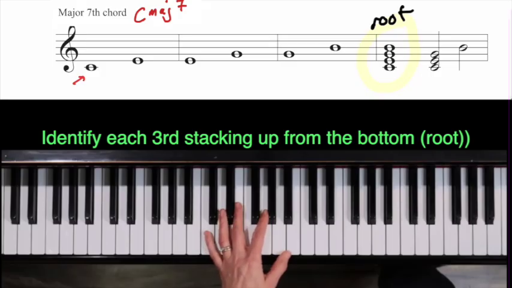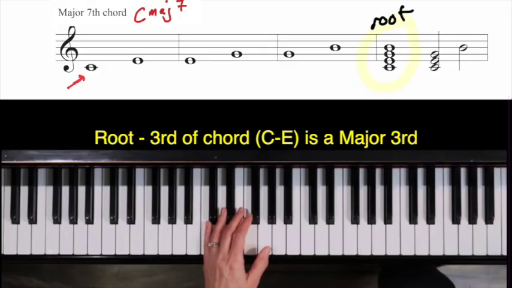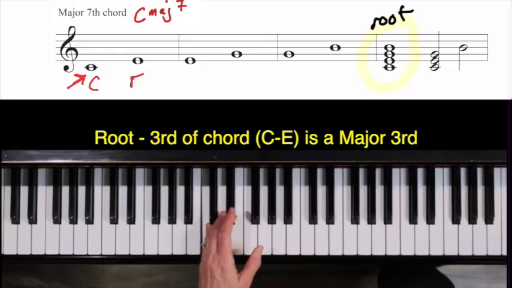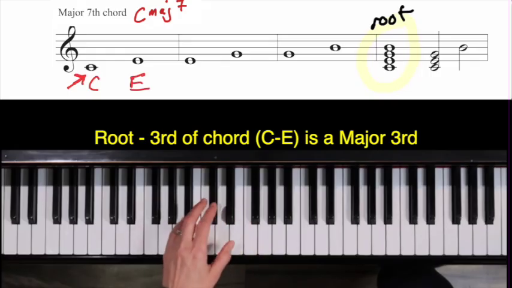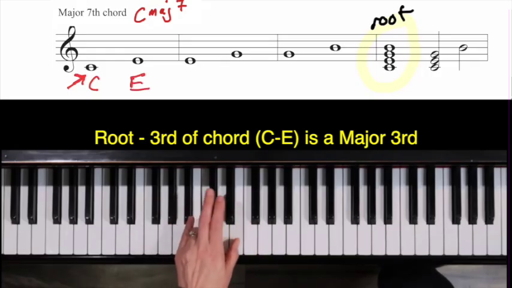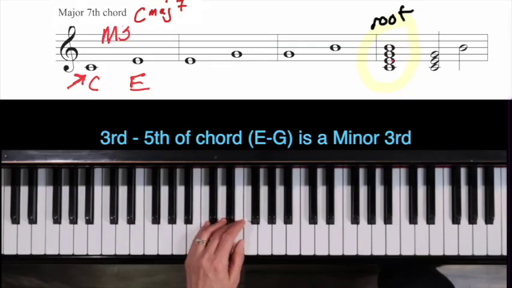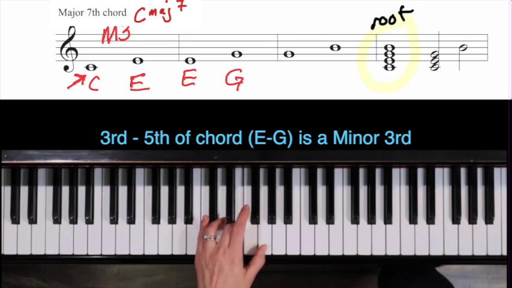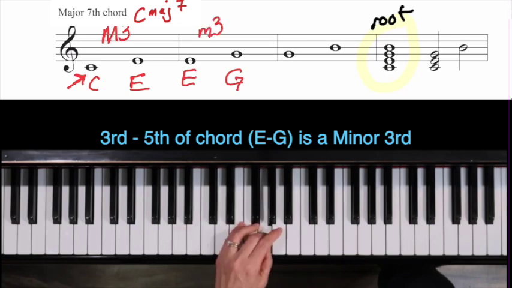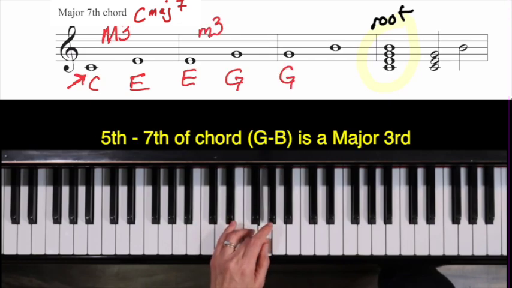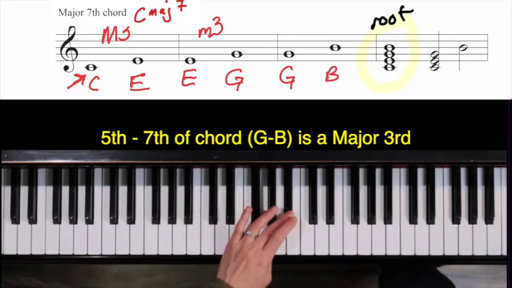There are other versions of this chord, but we're not going to do that in this video. So major seventh, we start with the root, which is C to E. So I'm going to determine that it is 1, 2, 3, 4. So this is a major third. Then the next interval, E to G, 1, 2, 3. The minor third. And then the top third, G to B, 1, 2, 3, 4. That's a major third.